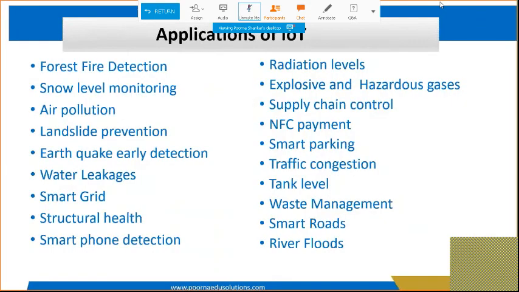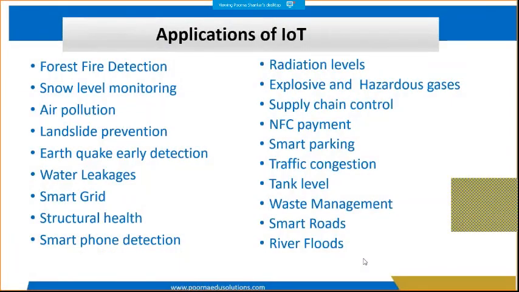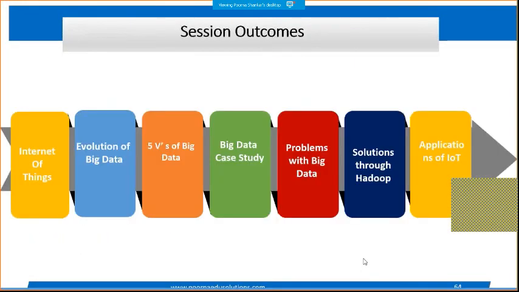And other applications, if you see, it is air pollution, landslide prevention, earthquake detection, water leakages, smart grid, structural health. Structural health means the structure of a building. You see now bamboo structures are the goods for inventory, and the payment, NFC payment, smart parking, tank level, the water level, and waste management, smart roads, river floods, all these places we are using the IoT.